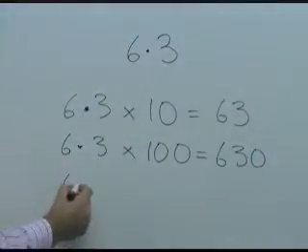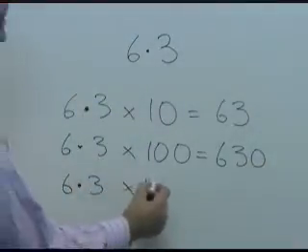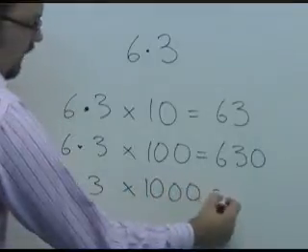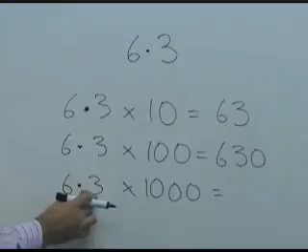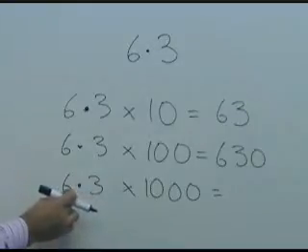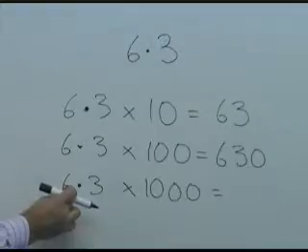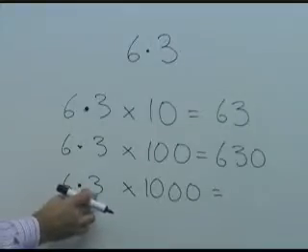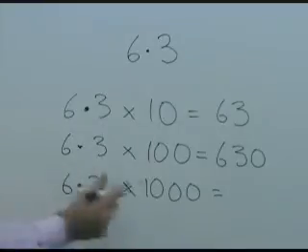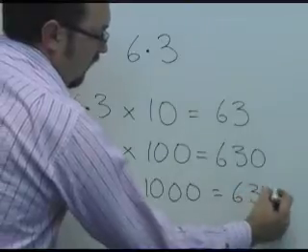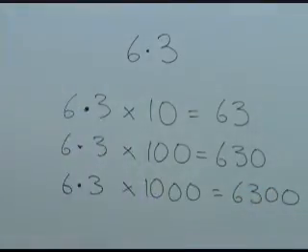If I multiply it by 1,000, you can probably guess what you do. This time the numbers move 3 times because they're multiplied by 1,000 each. So 6 multiplied by 1,000 is 6,000, and 0.3 multiplied by 1,000 is 300. So 1, 2, 3. And your answer will be 6,300.